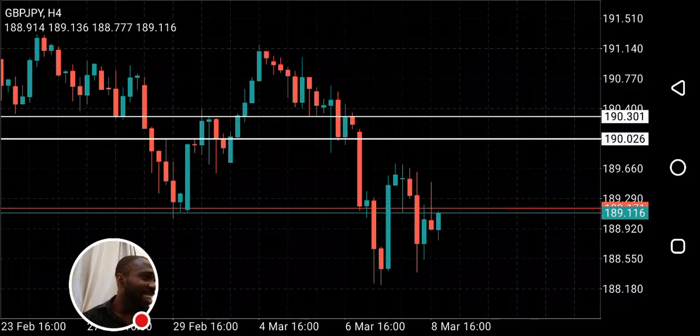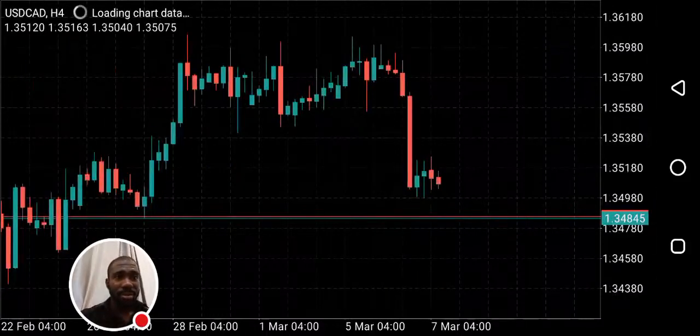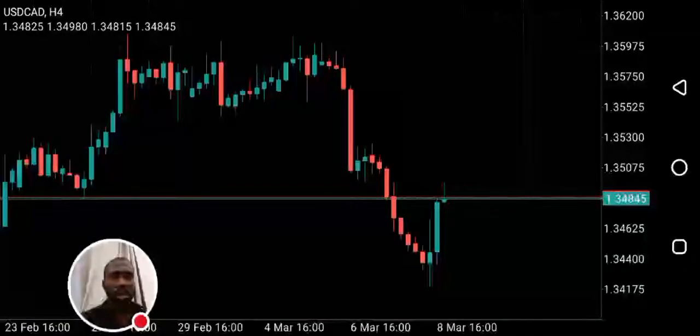Someone says we should look at USD CAD. So let's just look at USD CAD before we end this session. Okay, let's look at USD CAD. You can see the pattern we have on USD CAD.